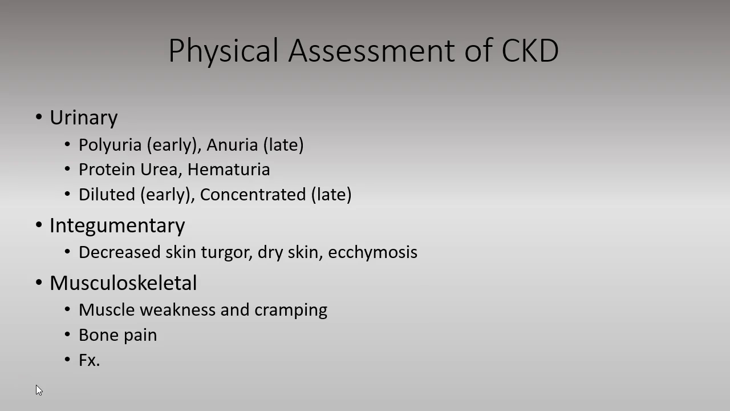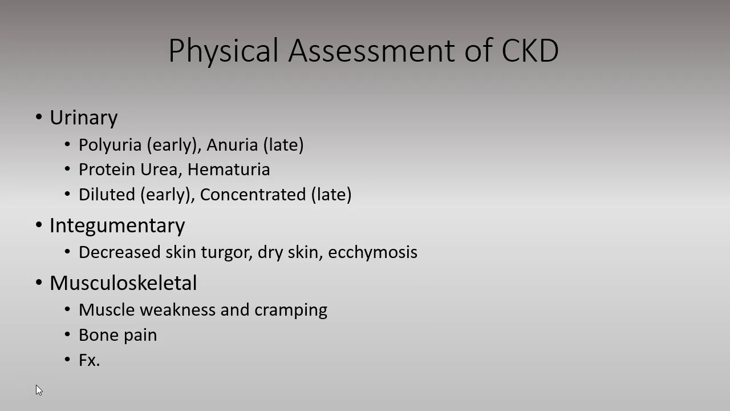In late stages of chronic kidney disease, you're just not producing any urine, so you won't be able to urinate. It will cause protein in the urine. It will also cause hematuria. In the early stages of chronic kidney disease, your urine will be very diluted, and then in the late stage, it'll actually be very concentrated. For skin, you're going to have decreased skin turgor, dry skin, and ecchymosis.